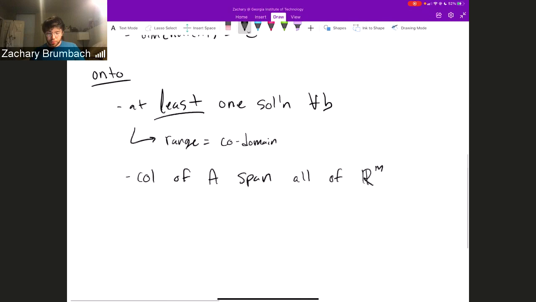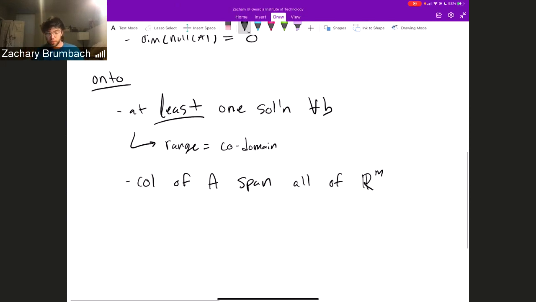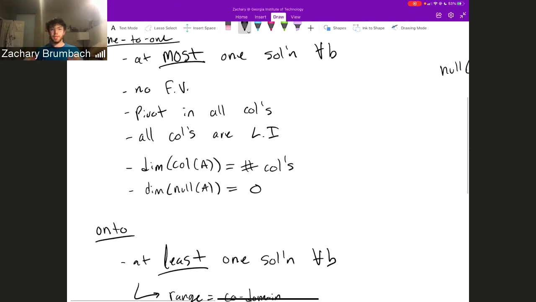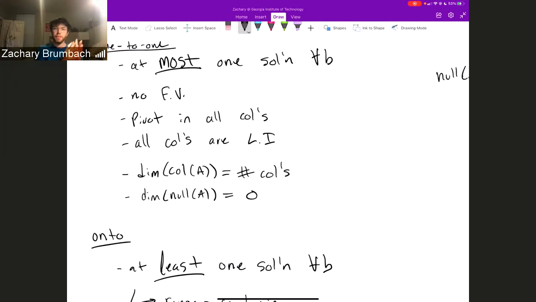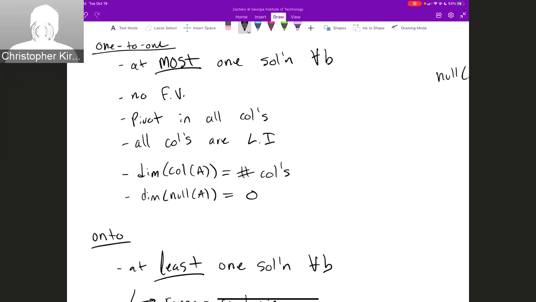Okay, so onto at least one solution. This means we can have some free variables. Onto means that for all of your x's, you can get all of your b's. That's the whole point of onto. For one-to-one, that means for every x, you have a unique b. That's the big overarching idea. That's what it means by at most one solution. You can only have one way to get there, or you can have no way to get there.